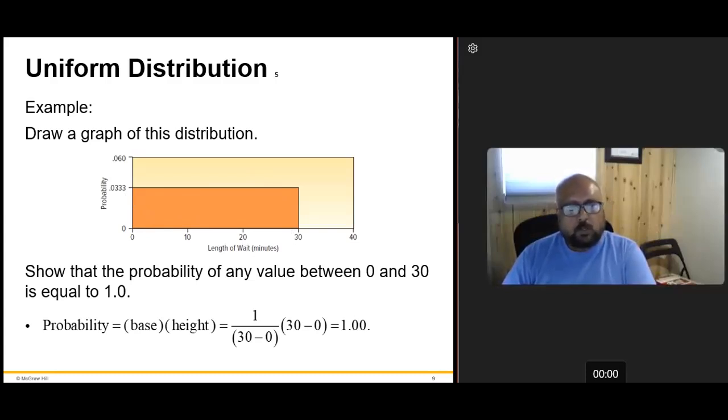So what is the total probability? Total probability is the base of the rectangle times the height of the rectangle. The height is 0.0333 multiplied by 30 minus 0, right? And it comes out to be 1. So 1 divided by 30 minus 0 multiplied by 30 minus 0, it cancels out, is equal to 1. That's 100%.